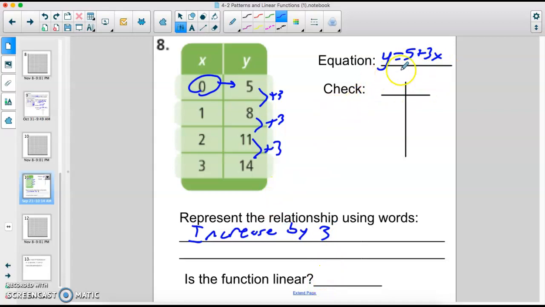Is the function linear? Okay, so basically ask yourself, if it has like a square on the x, then it's a no. But is it linear? The x is kind of all by itself, it doesn't have an exponent, so yes, it is. It is linear.